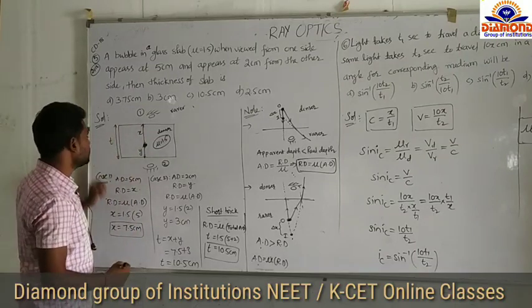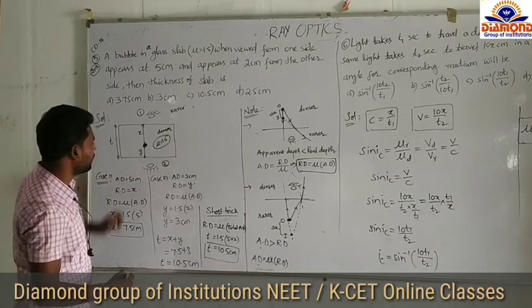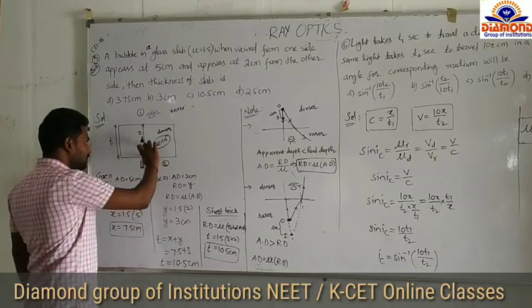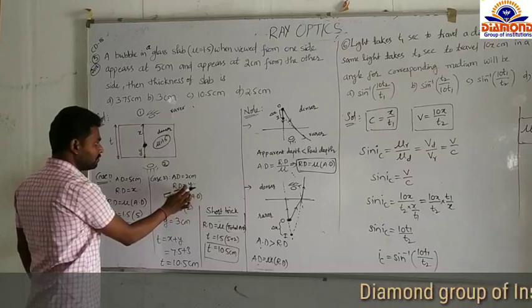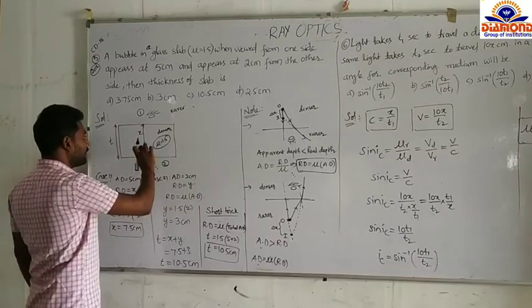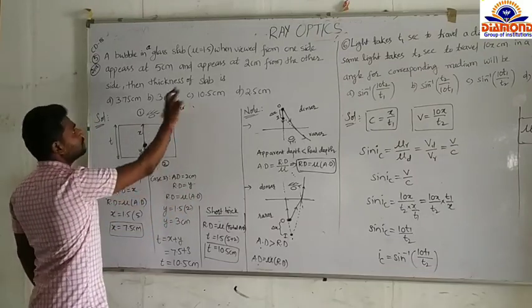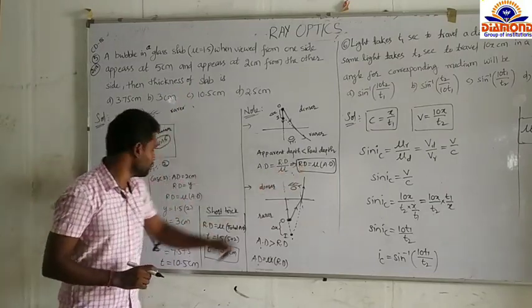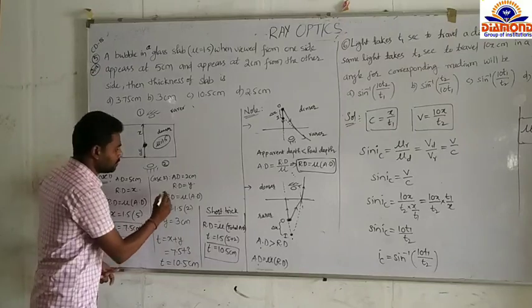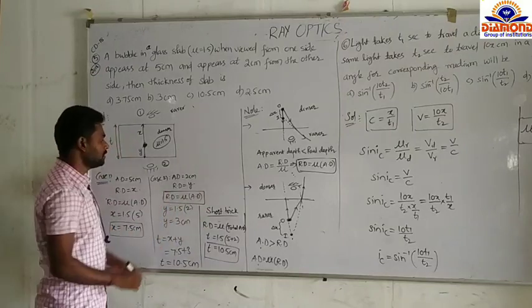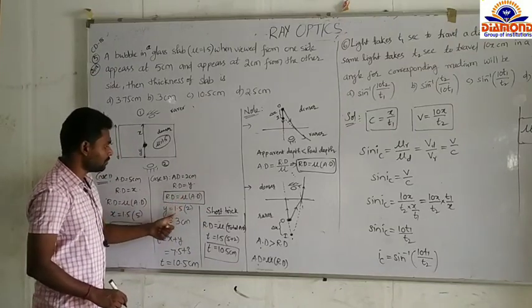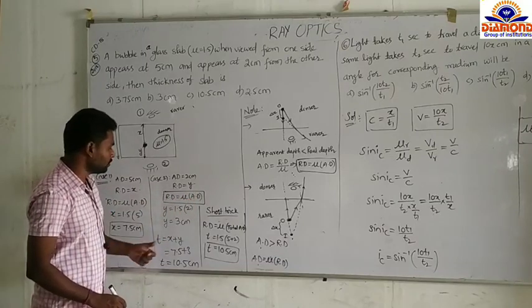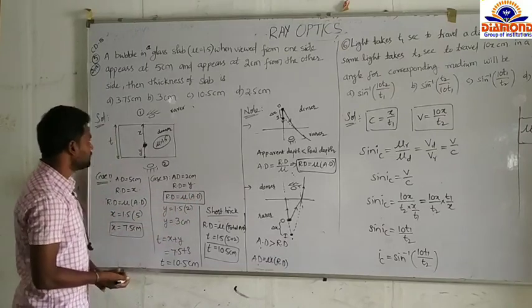In the second case, we are viewing from the second end. That time the actual depth is y, that means real depth equals y. The apparent depth is 2 centimeters. So from this formula, real depth equals mu into apparent depth. Real depth is y, mu is 1.5, apparent depth is 2. From this we get y equal to 3 centimeters.